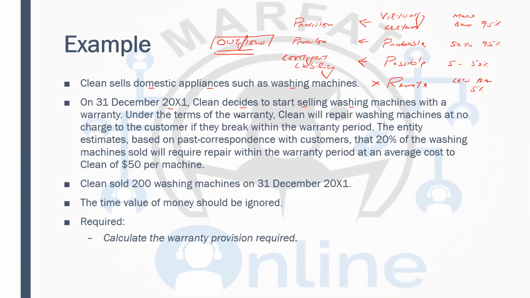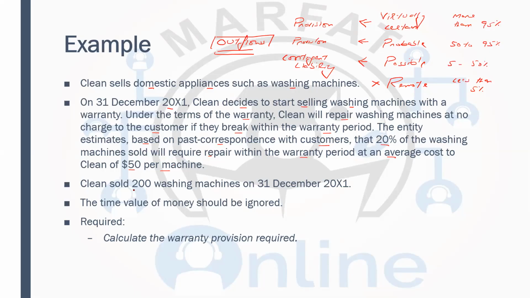All right. Under the terms of the warranty, Clean will repair washing machines at no charge to the customer if they break within the warranty period. So there is a warranty for repair. The entity estimates, based on past correspondence with customers, that 20% of the washing machines sold will require repair within the warranty period at an average cost to Clean of $50 per machine. Now 20% of the total sales will be coming back for the repairs, and on each repair $50 will be spent.